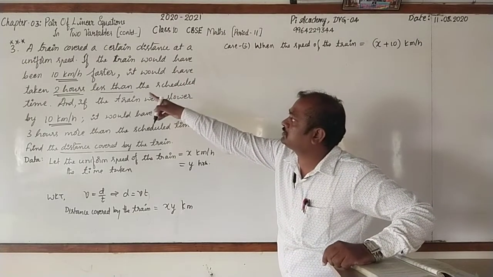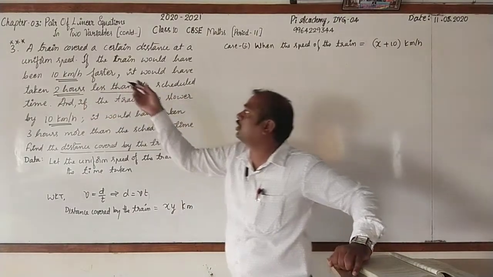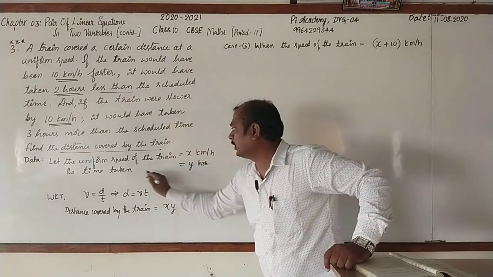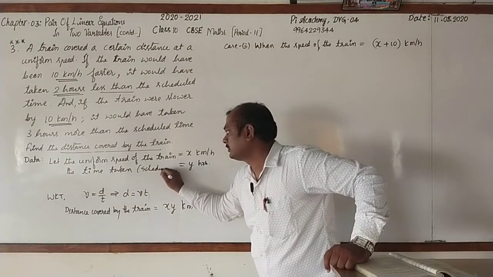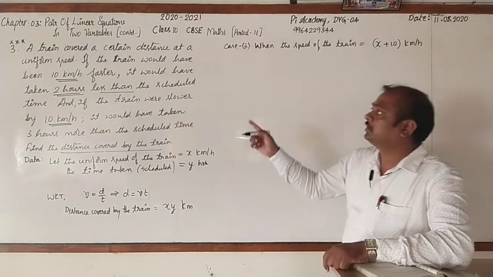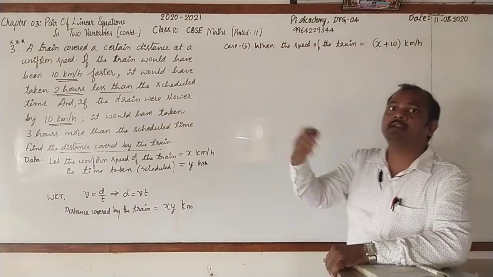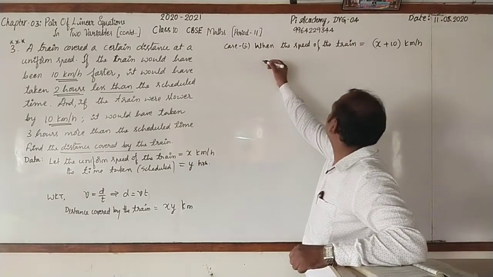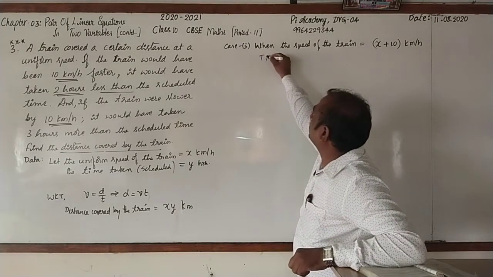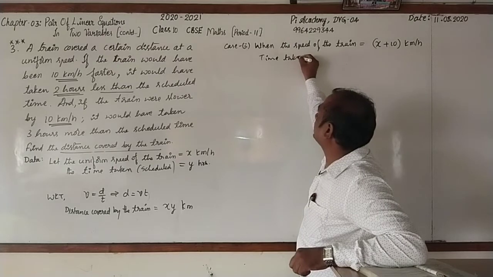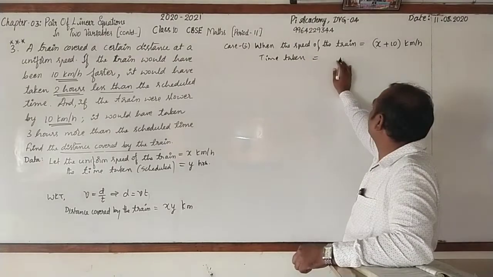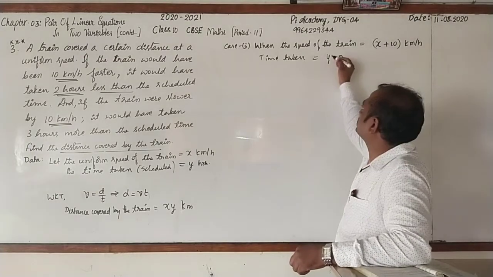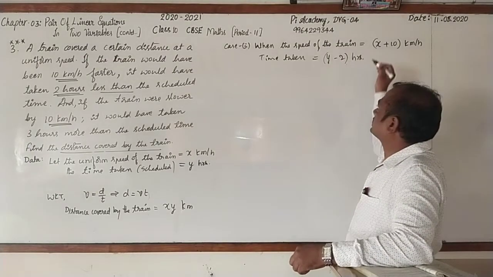Then it would have taken 2 hours less than the scheduled time. What is the scheduled time? It is y hours. So 2 hours less. As the speed increases, the time taken will decrease. Right? The time taken is equal to the scheduled time y, in which 2 hours will be reduced: y minus 2 hours. Clear?